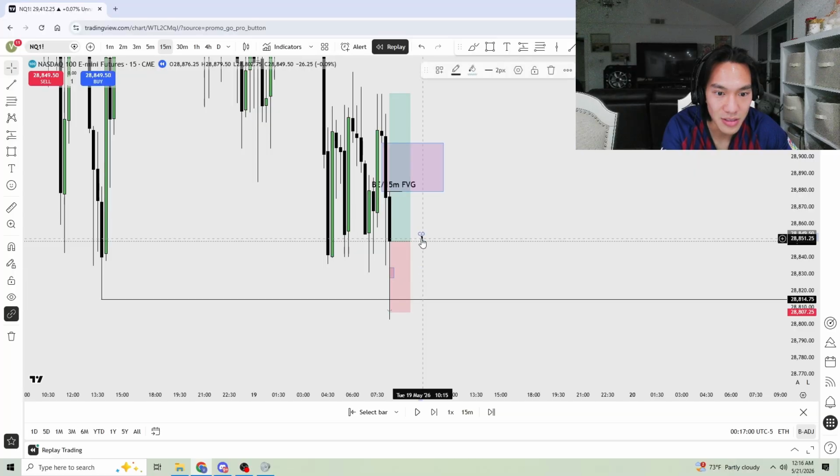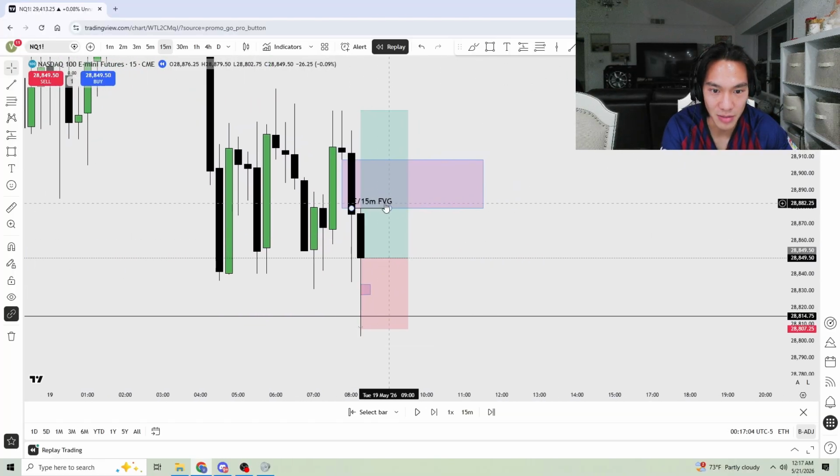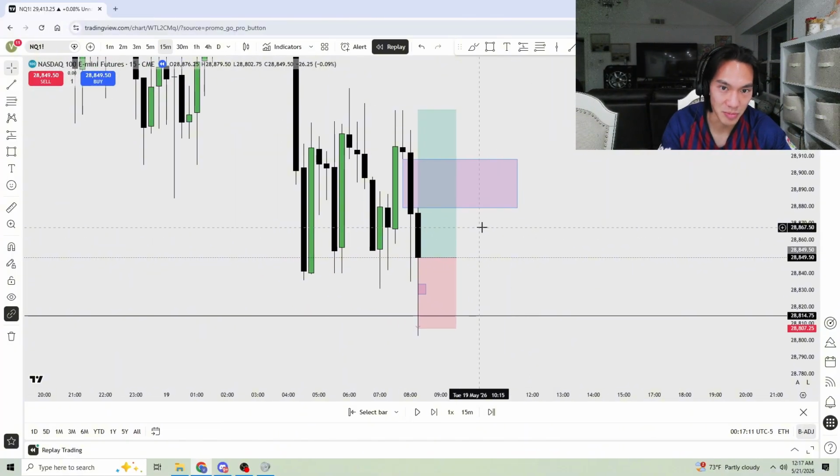Right here. So when you practice and stuff too, eventually you'll get used to looking at fair value gaps and stuff on all the time frames. And you might lose a couple times here and there, but then you'll be like, okay, I lost because I didn't look at this time frame. So next time I'll remember to double check on this time frame. You know what I mean?